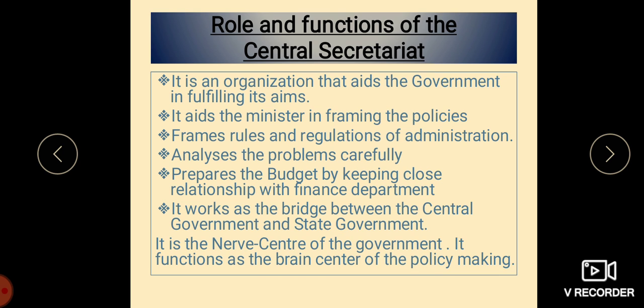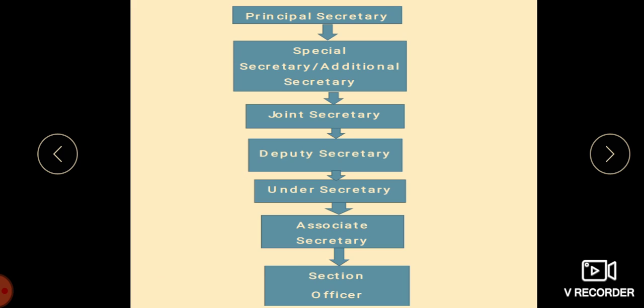It works as the bridge between the central government and the state government. In a nutshell, we can say that the Secretariat is like the nerve center of the government. It functions as the brain center of policy making. Now we will move on to the State Secretariat.